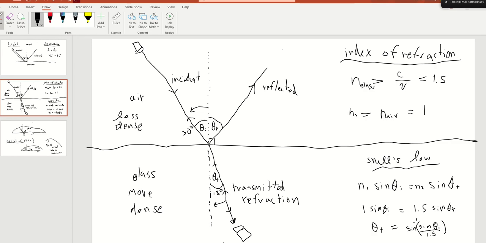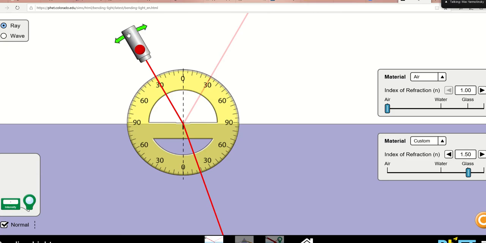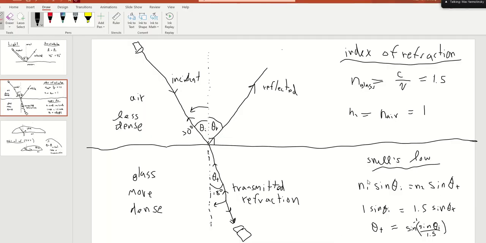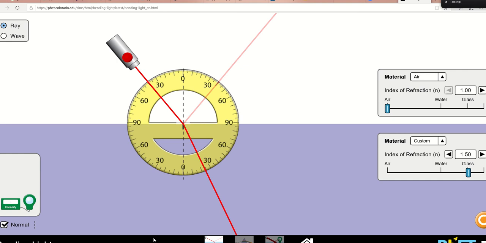Then you rotate this by 10 degrees, and now theta I is 40, and theta T is about 24 degrees. You keep doing that, and what you should see is that this law will hold true. If you plot sine theta I versus sine theta T, the slope should be 1.5. That's what you want to plot, and that should give you the index of refraction.